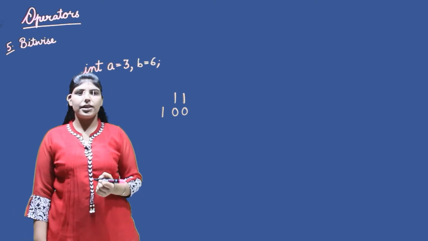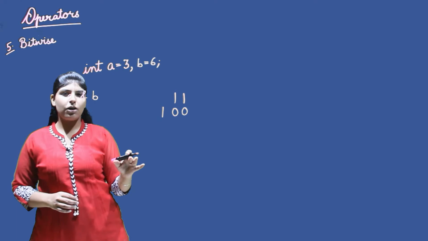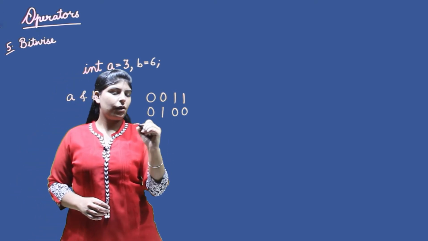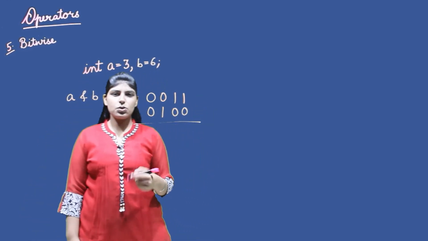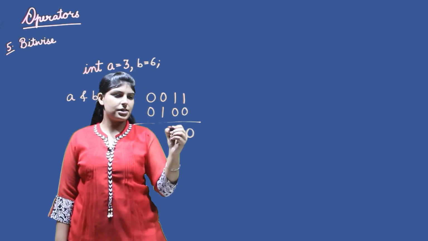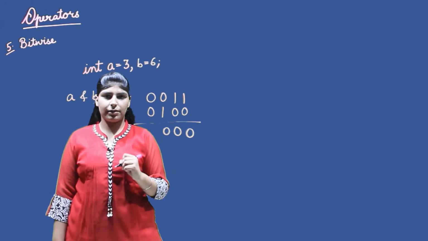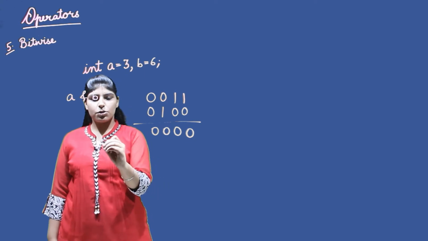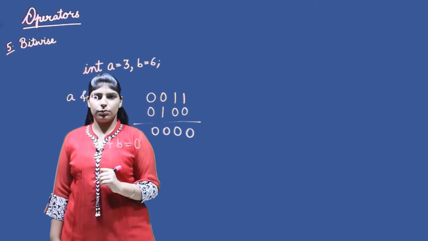In Java, an integer takes 4 bytes. That means it is stored as 32 bits. For the sake of example, we'll just take 4 bits. So now if I had to do AND, 1 and 0, so one of the bits is 0, so AND will return 0. 1 and 0, again one of the bits is 0, so AND will return 0. Here also one of the bits is 0, so AND will return 0. Here both the bits are 0, so AND will return 0. So A & B will be 0.